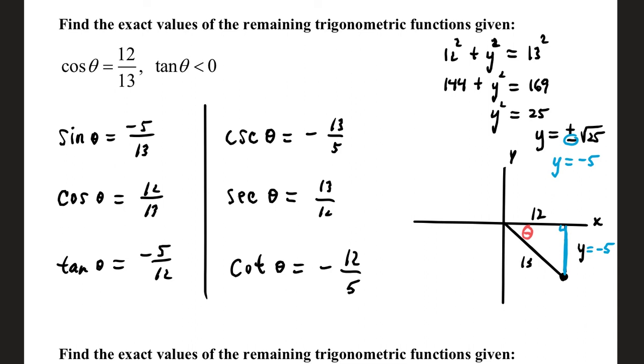Sine is y over r, so that's negative 5 over 13. Cosine was given, that's 12/13. Tangent is y over x, negative 5/12. Flip all three of these values over, and you get cosecant, secant, and cotangent.